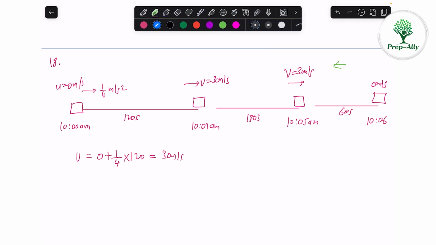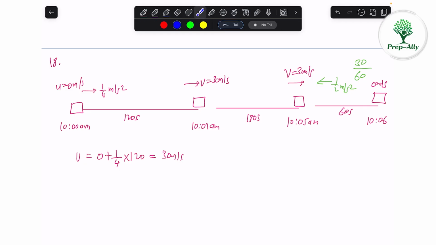Acceleration will be in left direction and the magnitude of acceleration is the change in velocity. It is going from 30 to 0, so the change is 30, in 60 seconds. So the acceleration is actually half meter per second square in this direction, so it is decelerating. The total distance traveled by car in this 6 minutes duration is what?